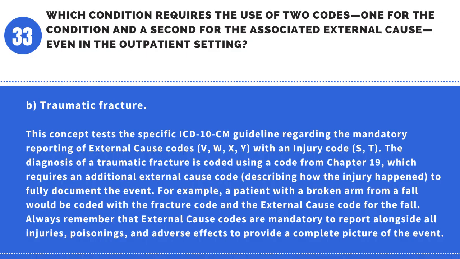V, W, X, Y, with an injury code S, T. The diagnosis of a traumatic fracture is coded using a code from Chapter 19, which requires an additional external cause code, describing how the injury happened to fully document the event. For example, a patient with a broken arm from a fall would be coded with the fracture code and the external cause code for the fall. Always remember that external cause codes are mandatory to report alongside all injuries, poisonings, and adverse effects to provide a complete picture of the event.